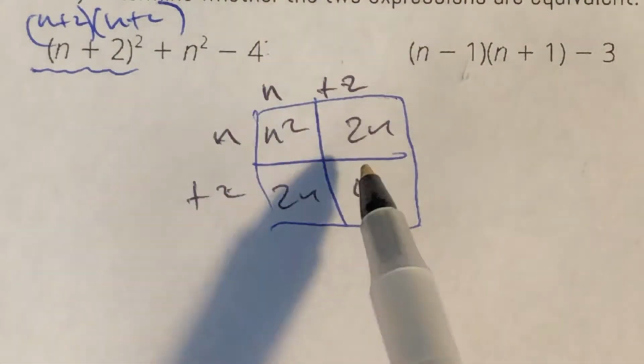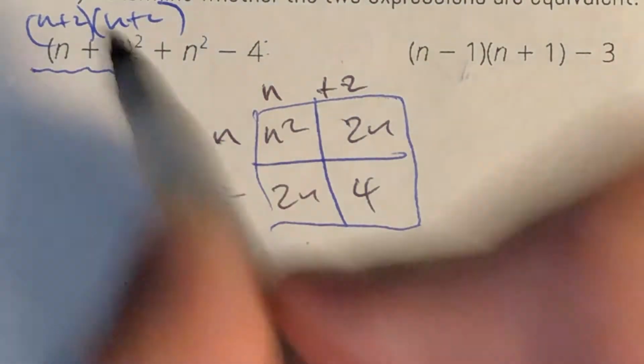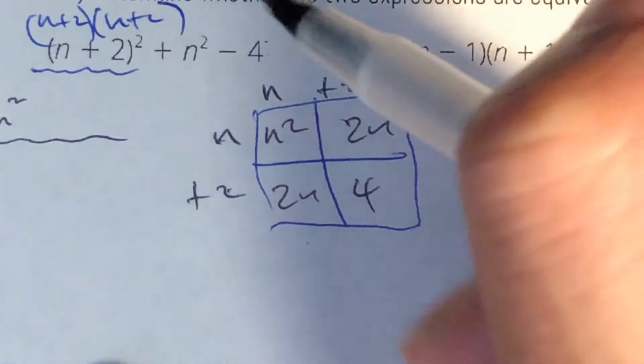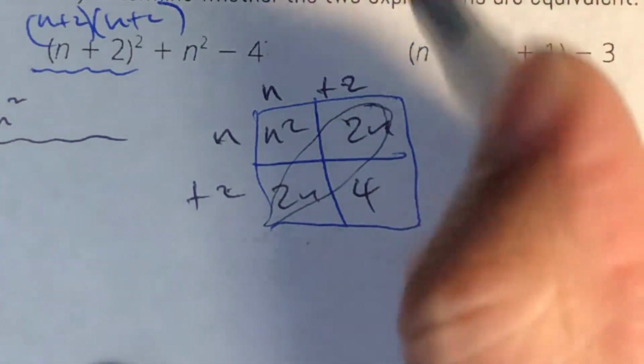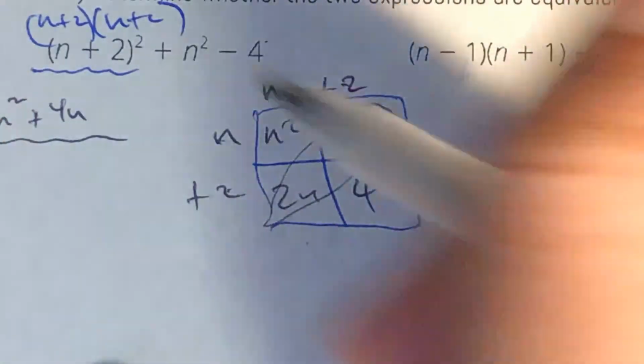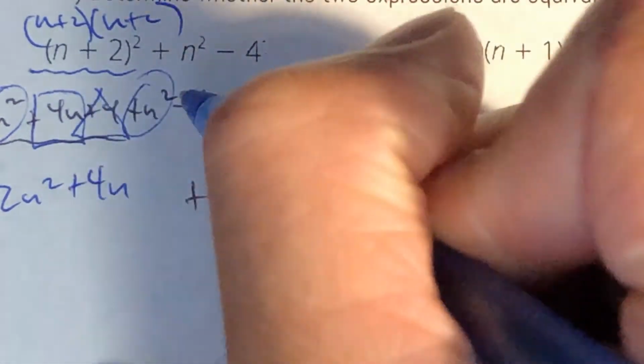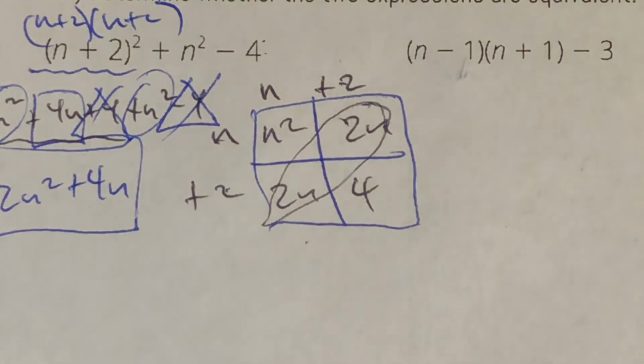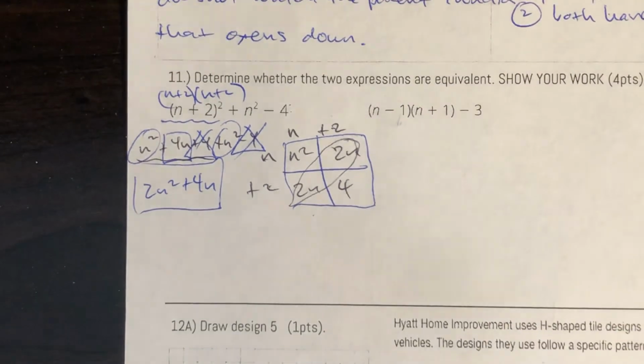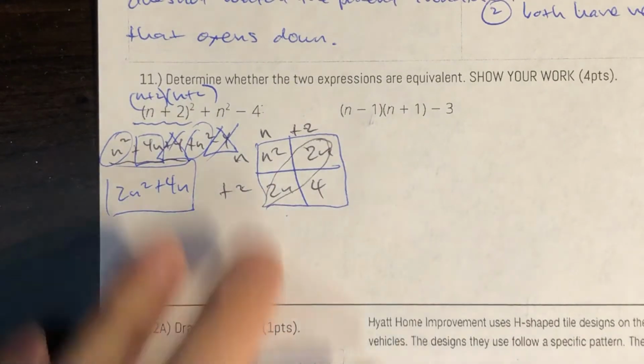So there I'm just multiplying. And then on the inside, you're going to add or combine like terms. So that becomes 4n plus 4 plus n squared minus 4. That becomes 2n squared plus 4n. And then these positive 4 and a negative 4 are constants. Those are going to cancel, equals 0. So I have this term. And let's go see if that matches this side.